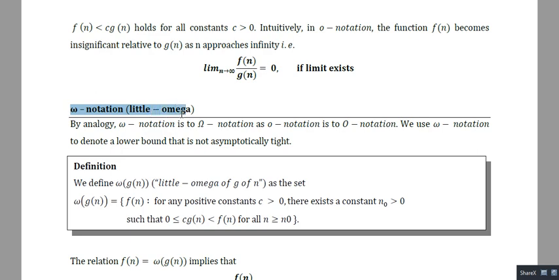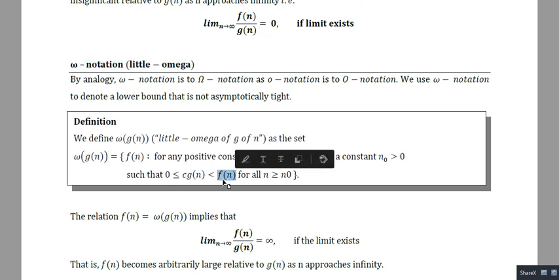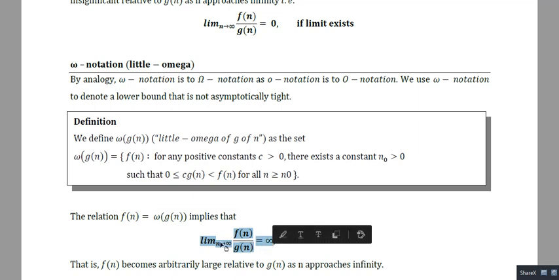Similarly, we have one more notation called little omega, and it is quite similar to big omega notation. The difference is that in that case f(n) was greater than or equal to c times g(n), but in this case f(n) will be only greater than c times g(n). So big omega gives us the asymptotic lower bound which is tight, and this also gives us an asymptotic lower bound but which is not tight. If f(n) is little omega of g(n), then the limit as n tends to infinity of f(n) by g(n) will always be infinite.